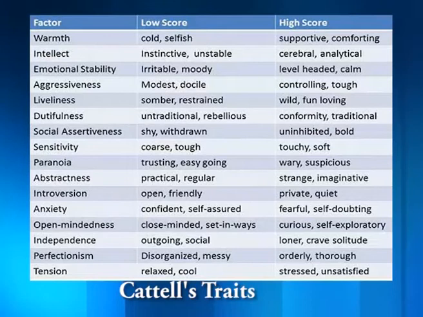Cattell made a distinction between source and surface traits. Surface traits are very obvious and can be easily identified by other people, whereas source traits are less visible to other people and appear to underlie several different aspects of behavior. Cattell regarded source traits as more important in describing personality than surface traits.